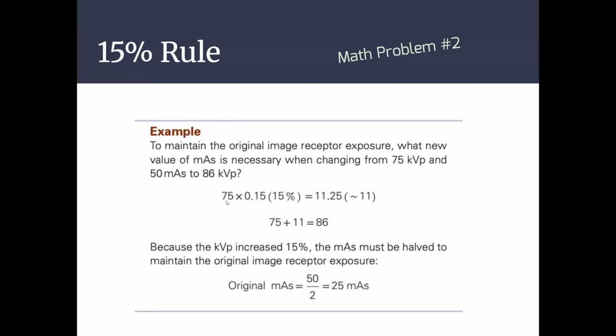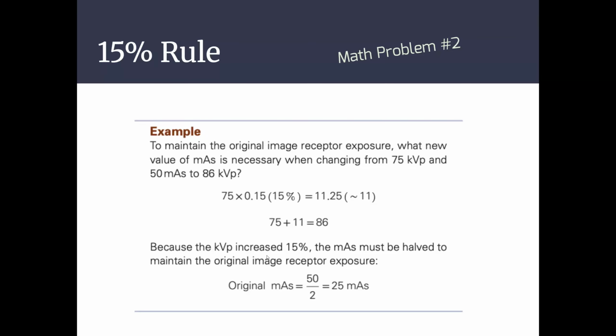So let's do that calculation. What's 15% of 75? We take 75 times 0.15, which gives us 11.25. We'll round it off to 11. So 11 is 15% of 75. 75 plus 11 gives us 86. So we've confirmed that going from 75 to 86 kVp is a 15% increase, so that will double our exposure.